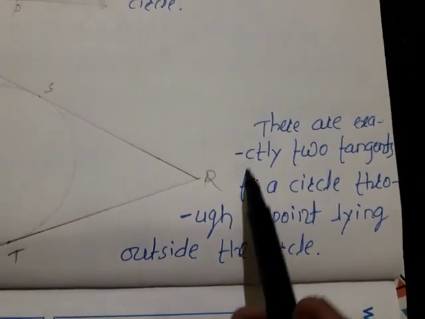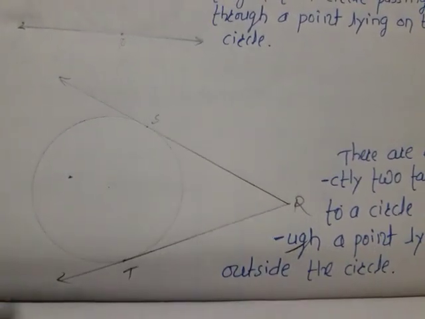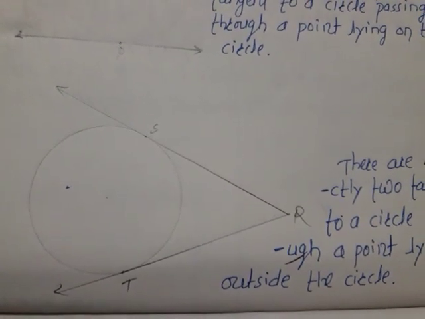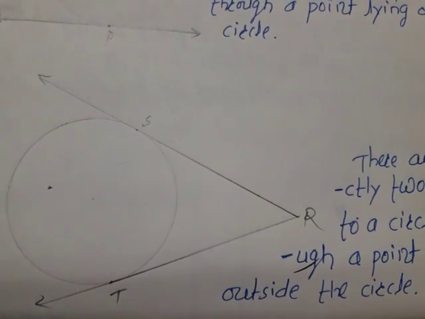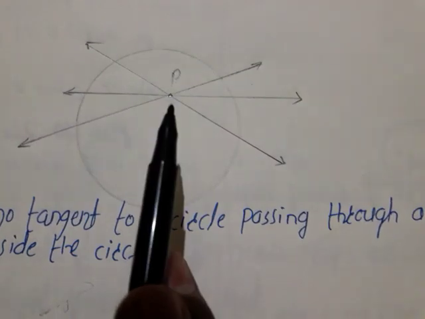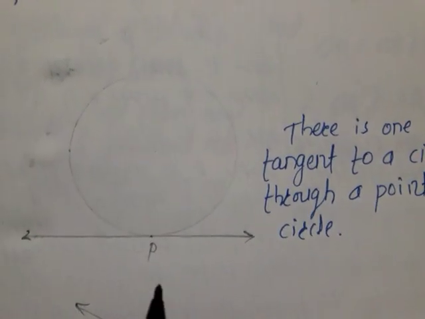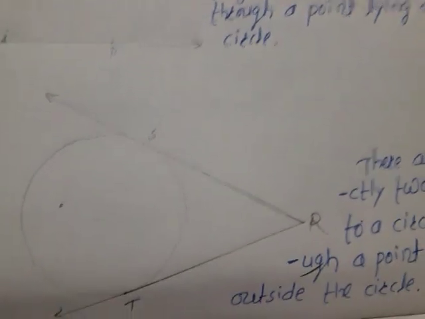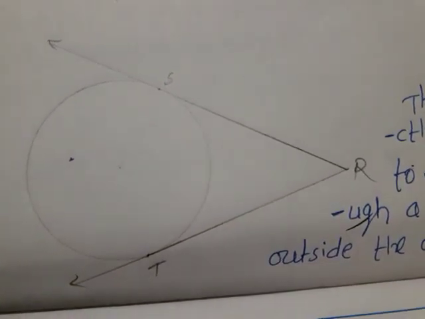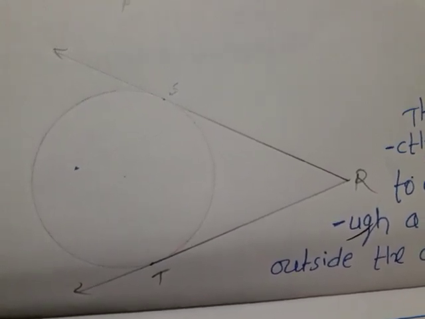Means suppose the point is present outside the circle, then how many tangents can we draw? We can draw two tangents to the circle when the point is present outside the circle. Got the idea? If the point is present inside the circle, no tangent. If the point is present on the circle, one tangent. And if the point is present outside the circle, then how many tangents can we draw? We can draw two tangents to that respective circle.